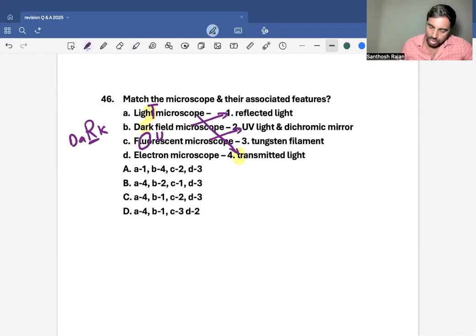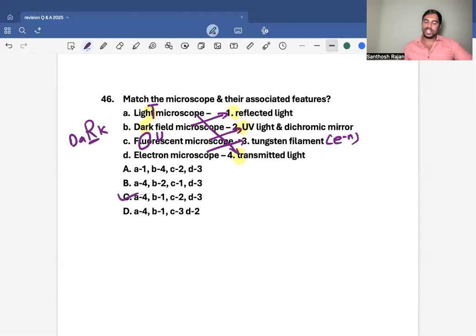Electron microscope, you know, it is always a tungsten filament. Electron is the source. So simple: T, transmitted light; dark, R, reflected light; UV light; tungsten filament in electron microscope. So here the answer will be A for 4, B is 1, C is 2, D is 3. That's all.